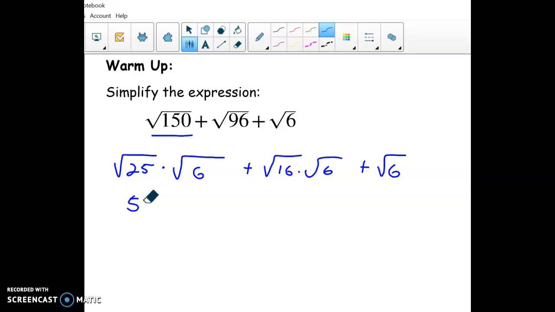So this would be 5 root 6s when I simplify square root 25, 4 root 6s, and then we have a single root 6 on the end. So if I add all those together, 5 plus 4 plus 1, that gives me 10 root 6 as my final answer to that one.